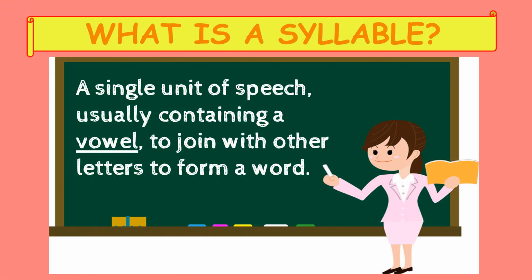Now you must be wondering about the word syllable, which we have used in the definition of prefix. What is a syllable? A single unit of speech which usually contains a vowel in it, and when joined with other letters, it forms a word for us. And we can identify them very easily when we read out a word and we find the sound of a vowel.